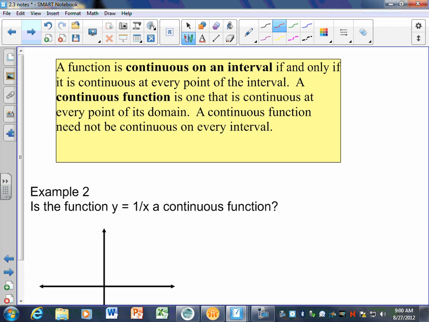So we can talk about whether a function is continuous on an interval, whether it's a continuous function, whether it's continuous over its domain, and we can get really specific here. So this says a function is continuous on an interval if and only if it's continuous at every point in the interval. So a problem could say, is this function continuous between 0 and 7? And that means the only values you're looking at are between 0 and 7 and seeing what happens there. You don't care what happens outside the interval. A continuous function is a function that's continuous at every point of its domain.